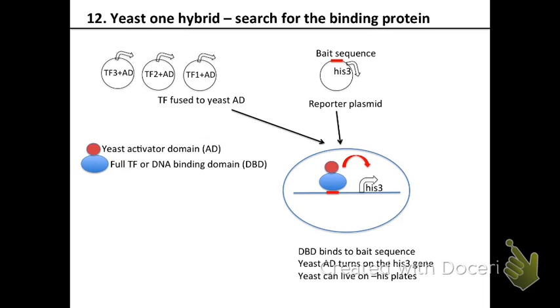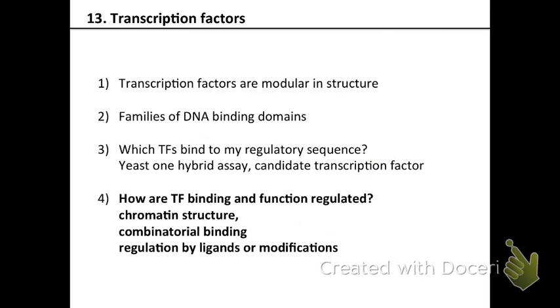So if you do this with all of the plasmids in the library, and then isolate the yeast cells that have lived, go back and isolate the plasmids, and then sequence the plasmid, then you know which of the transcription factors that you cloned is binding to the target bait sequence. All right, does that make sense? All right, so this is how we find the candidate transcription factors.